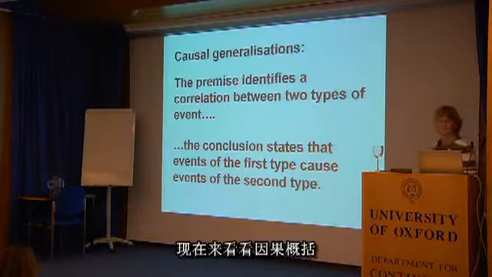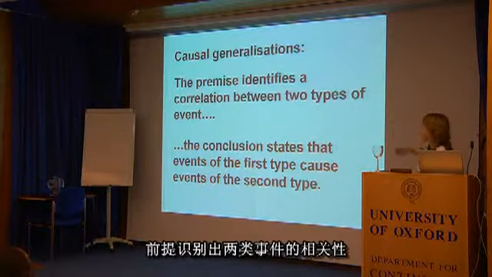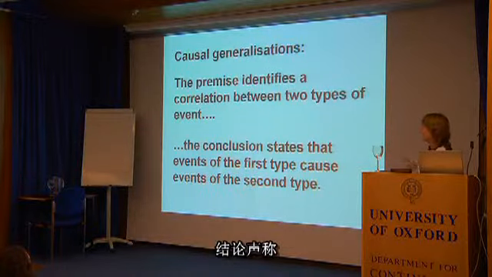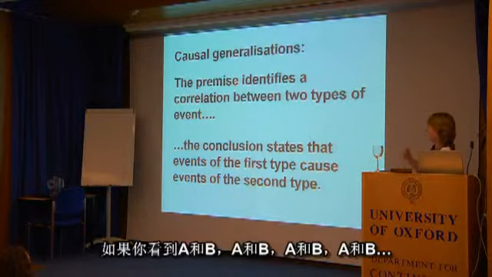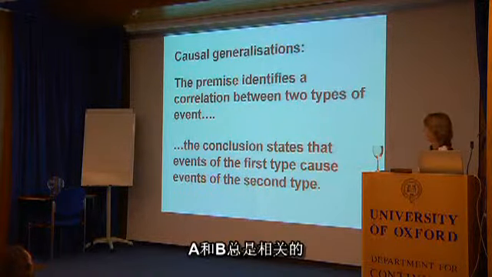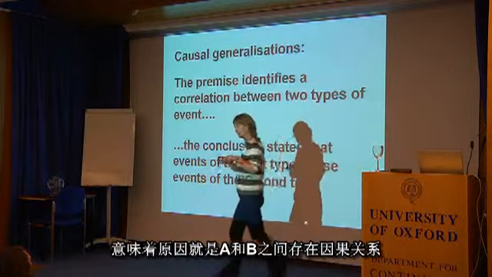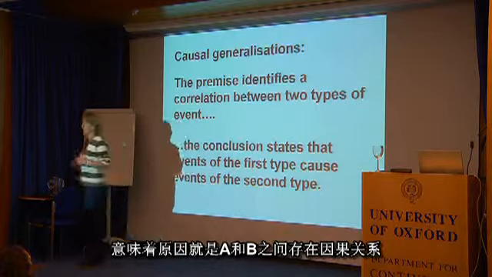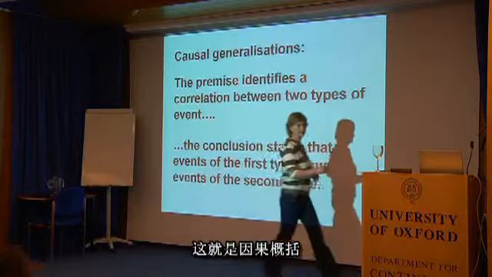Let's look at causal generalizations. A causal generalization is a type of inductive generalization. The premise identifies a correlation between two types of event, and the conclusion states that events of the first type cause events of the second type. So the idea is that if you see A and B, A and B, A and B, always correlated, you extrapolate to the claim that A's and B's will always be correlated, and you imply that the reason for this is that there's a causal relation between them. So where there's correlation, there's cause. That's what a causal generalization is.